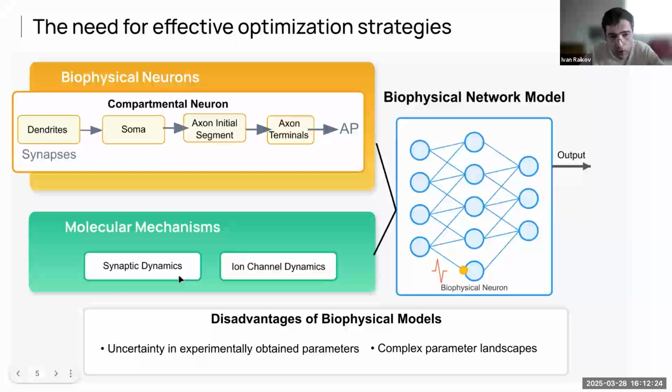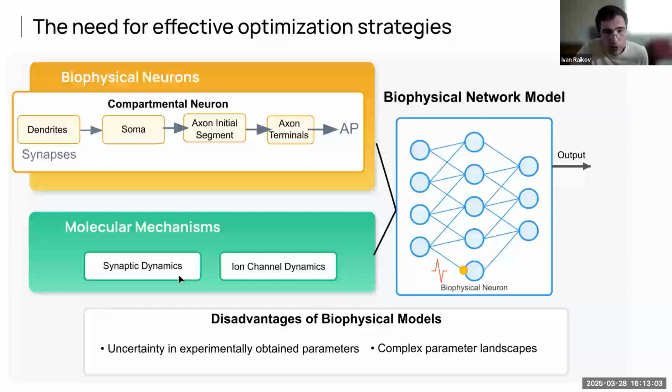One of the main disadvantages is that there are significant uncertainties in the parameters obtained through experiments. In neuroscience, as many of you know, experiments can be done at the single neuron level, or at the slice or whole brain imaging level, etc. But usually, if we need neuronal parameters versus network parameters, we have to obtain those from different experiments. So the parameters to constrain our models come from different experiments, which adds a lot of uncertainty. And the parameter landscapes themselves are rather complex.